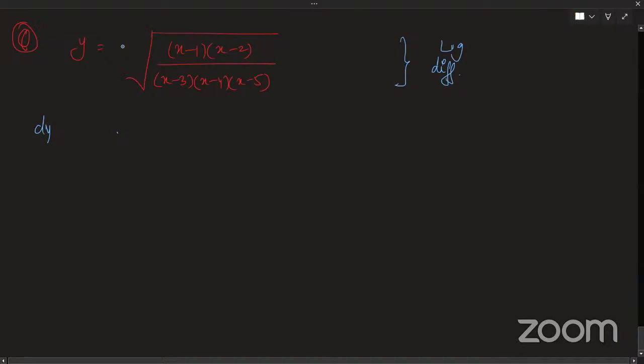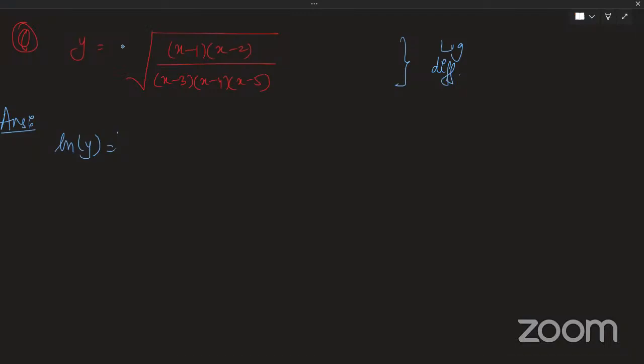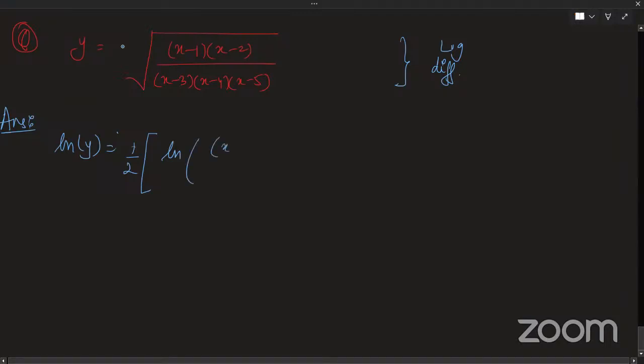So you have got, okay. So let us take the natural log on both sides. Can you help me and tell me what will be the value of natural log on the right hand side? Anyone? What will happen if I take natural log? 1 by 2 into ln of x minus 1 into x minus 2, minus ln of x minus 3 into x minus 4 plus x minus 5.